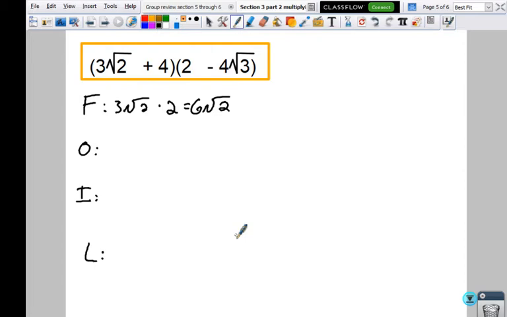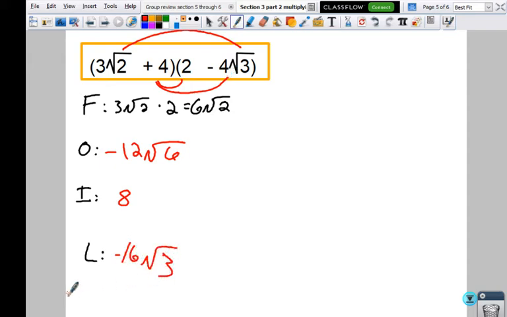Alright, so let's go over these. When I multiply the outsides, what do I get? You get negative 12 square root of 6. Okay. When I do the insides, what do I get when I multiply the insides? 8. Okay, and then for the last, what do I get? Negative 16 square root of 3. Yep, negative 16 square root of 3.